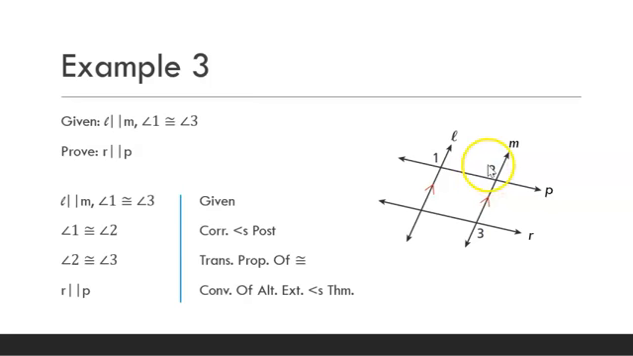Now, 2 and 3 is a different angle pair right here. They're alternate exterior angles, and if they are congruent, then I would know that this line is parallel to this line by the converse of the alternate exterior angles theorem. And that's how I finished my proof. Notice this last step is always what they asked us to prove. This is one of the theorems we've been practicing in this lesson.